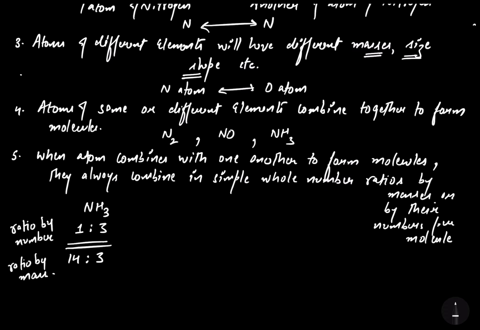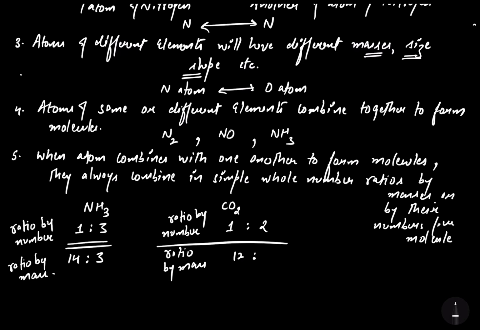Let me take another example for you. I am talking about carbon dioxide. The ratio by number of atoms per molecule: carbon is 1 in number and oxygen is 2 in number, so it's 1 is to 2. And the ratio by mass: the weight of carbon is 12 and that of oxygen is 16. Now 16 into 2 comes out to be 32. It's 12 is to 32. The simplest ratio comes out to be 3 is to 8.